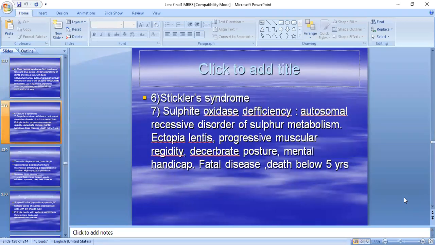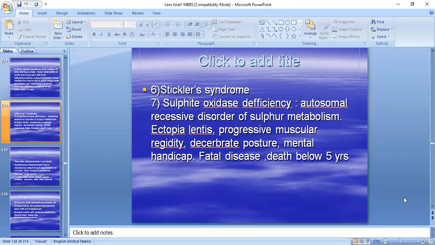Stickler syndrome is another condition where you have this ectopia lentis. So sulfite oxidase deficiency is another condition where you have the subluxation, rather displacement, of the lens. This disorder is inherited in an autosomal recessive manner. This is a disorder of sulfur metabolism, and you see ectopia lentis and progressive muscular rigidity, decerebrate posture, mental handicap. It's a fatal disease, and normally the children pass away below 5 years.